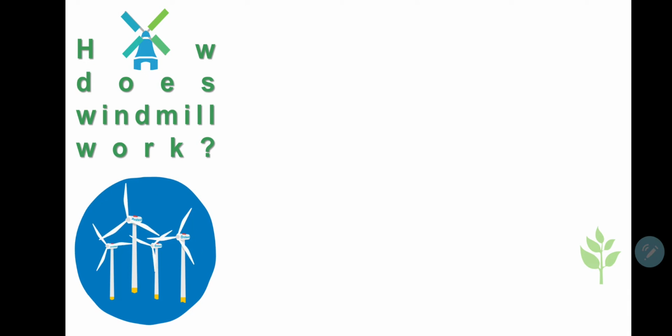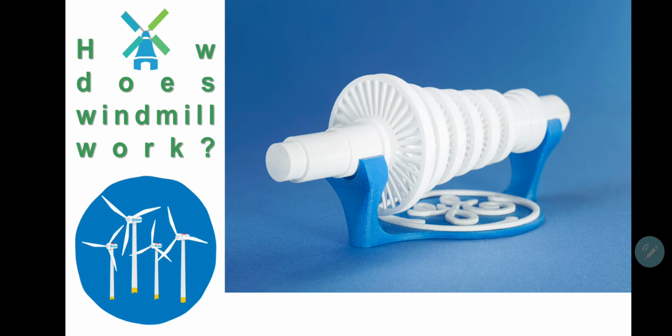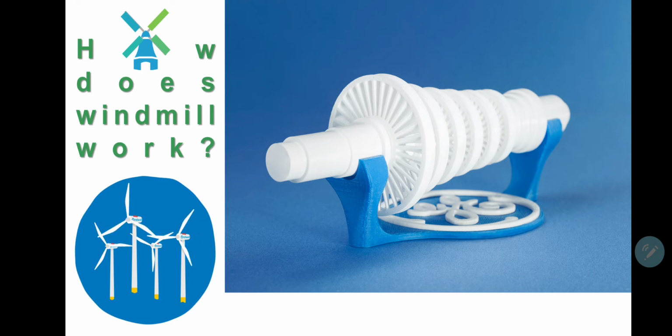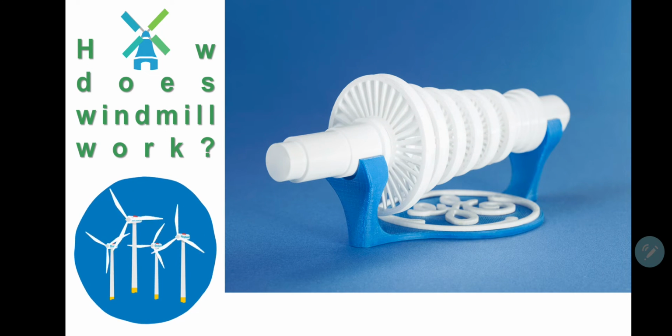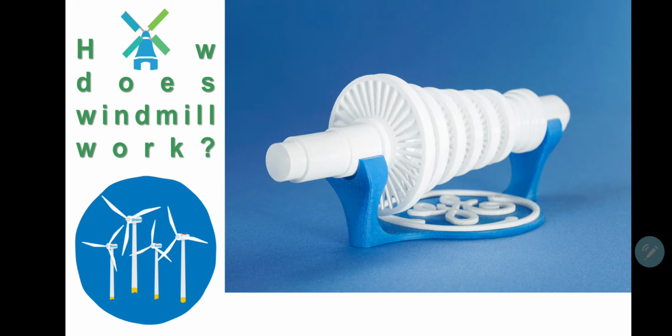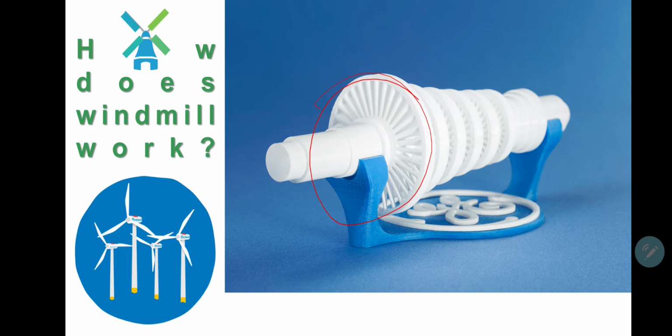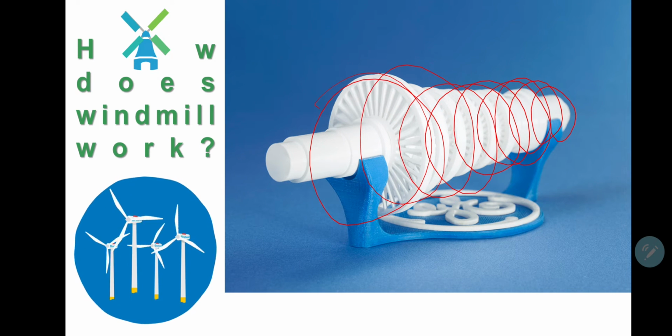Oh yeah, I think I have the picture of the windmill. Again, how does a windmill work? This is the picture of the spinning windmill. Now this is the model of the turbine. So when the wind turns the blades, the turbine inside the windmill will rotate too, and they will create electricity.